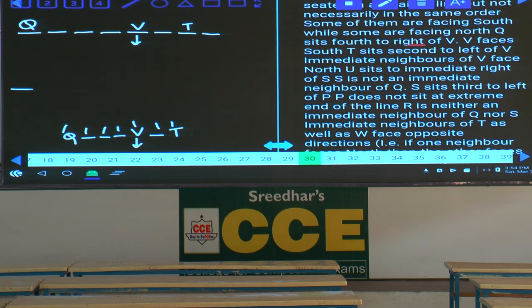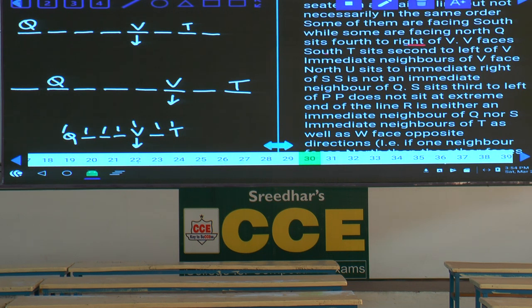And what is the second possibility? 1, 2, 3, 4, 5, 6, 7, 8. Now Q at the second place, then V will be here, then T sits second to the left of V, T is at an extreme end. Hence, in total, we have only two possibilities.